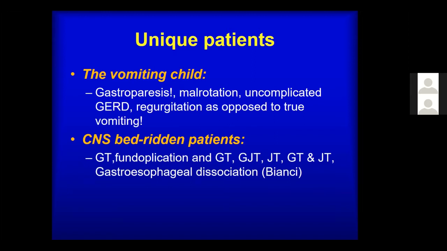The CNS bedridden patients are very, very controversial sometimes. In some institutions, they don't do fundoplication because of the rate of recurrence. So they end up putting just a GT or a GJ or a J to start with, or a GT and J. These are very peculiar patients. You really have to decide what is the goal of the management. If you have a completely bedridden patient and he's not vomiting, he may be fit for a GJ or a J only. That's an extreme.